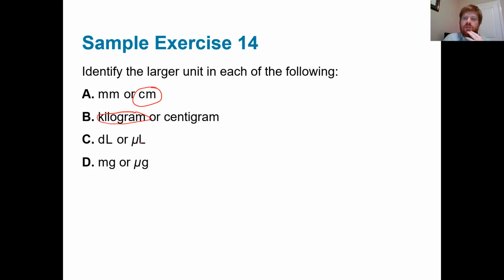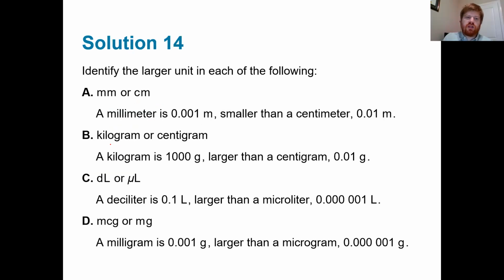Okay, deciliter versus microliter. Deciliter is 1/10th of a liter. A microliter is 1/1,000,000th. So the 10th of a liter is definitely bigger. Finally, for D, milligram versus microgram. Well, milligram is 1/1000th of a gram. Microgram is 1/1,000,000th of a gram. 1/1,000th, again, is much larger than 1/1,000,000th. So we choose milligram in this case.